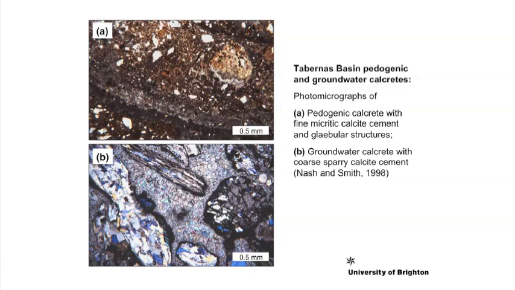Contrast that with groundwater calcrete in diagram B there, which has a much more crystalline structure. These large blobs are basically rock fragments. The material in here is the cement in between, which is very much more crystalline. It has a more sparry cement.